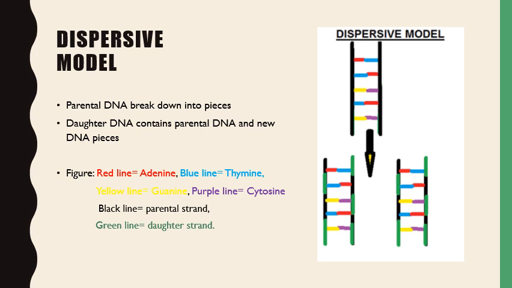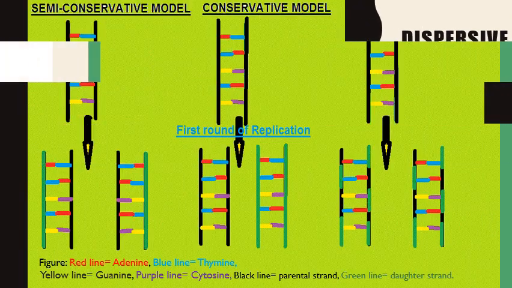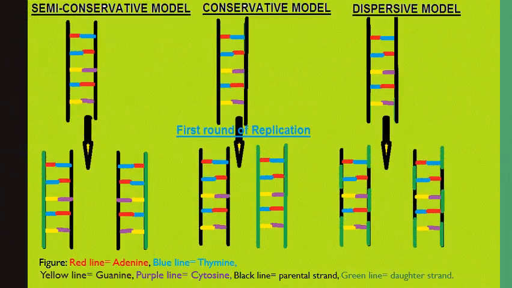So this dispersive model is more or less similar to the semi-conservative model. But in the semi-conservative model, we say that one strand remains completely intact. But in the dispersive model, we say that the parental strand is completely broken down, and daughter DNA molecules are formed in a complementary fashion along these broken pieces. So yes, these are the three models that were proposed by scientists for explaining the process of DNA replication.